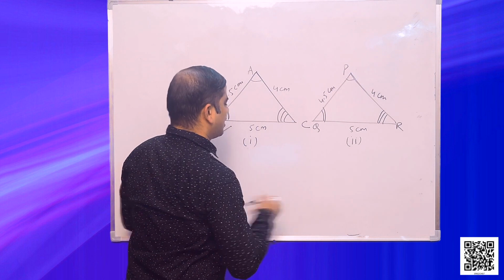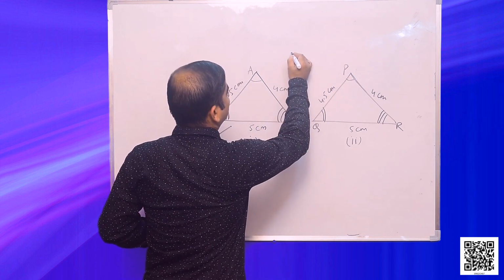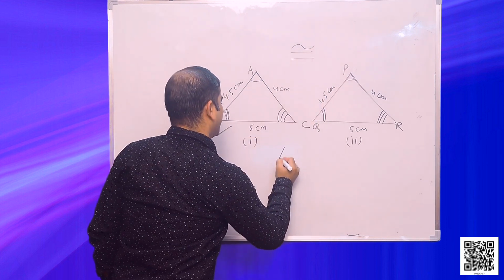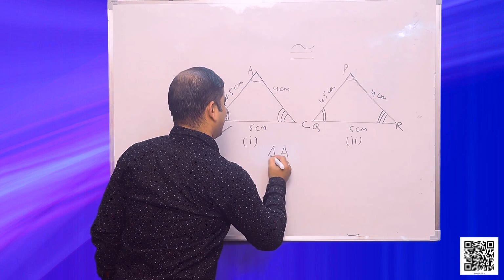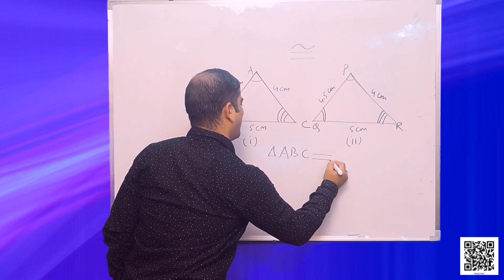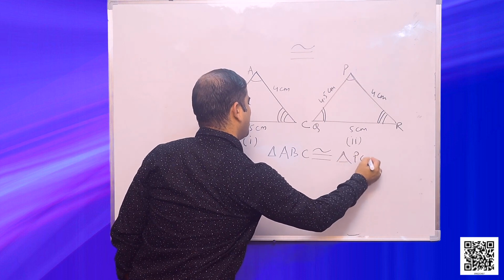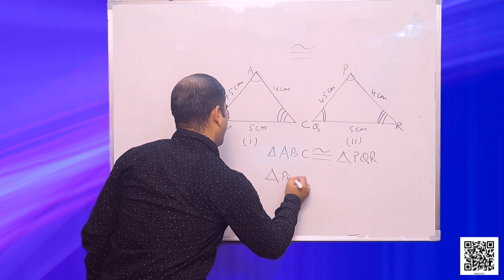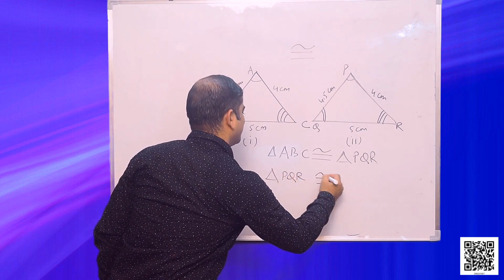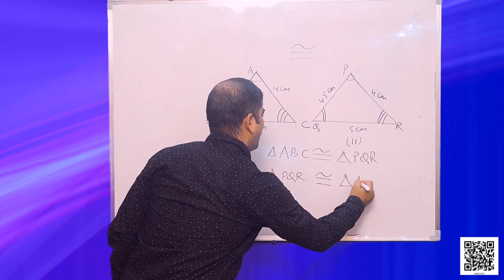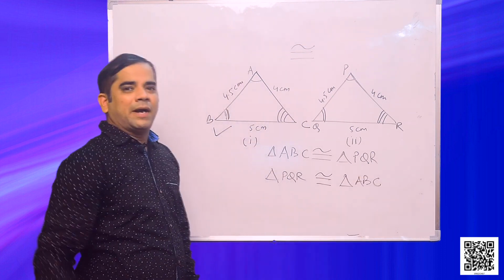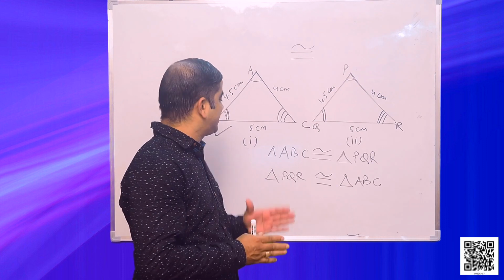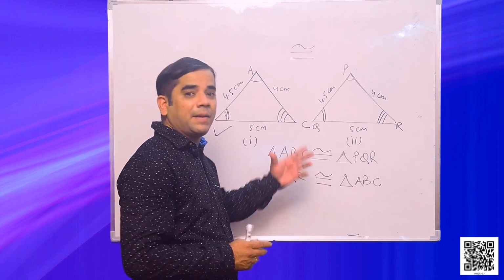We can use the sign of congruency, which is this one. Okay? So I can write triangle ABC is congruent to triangle PQR. Or I can as well write that triangle PQR is congruent to triangle ABC. But we need to keep it in mind that we cannot change the sequence of the naming of the triangles.